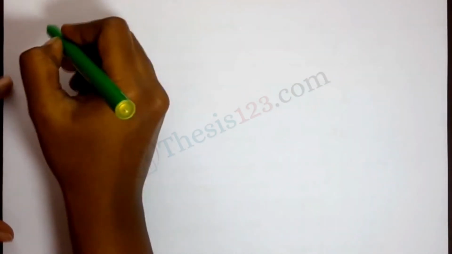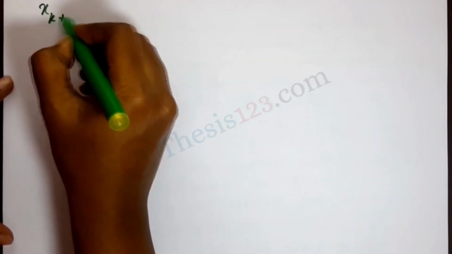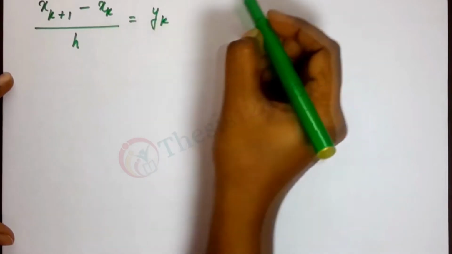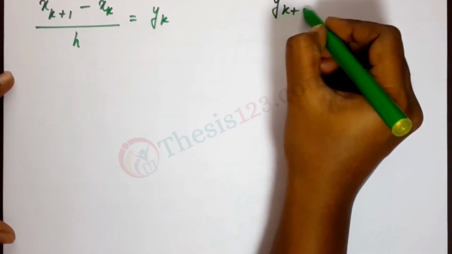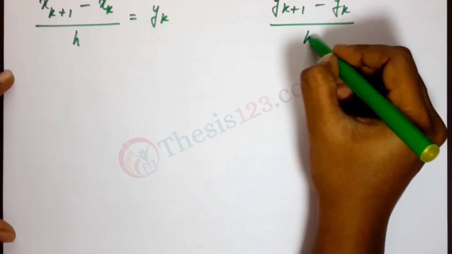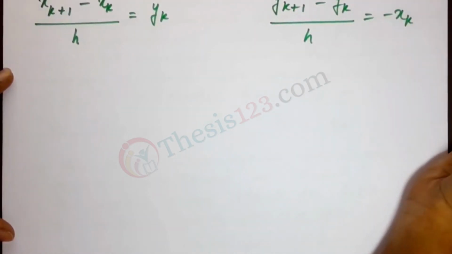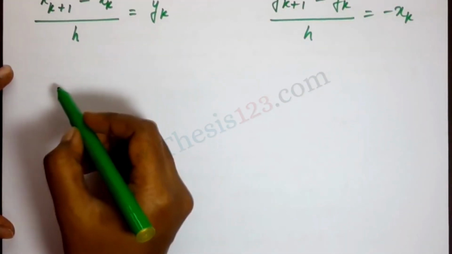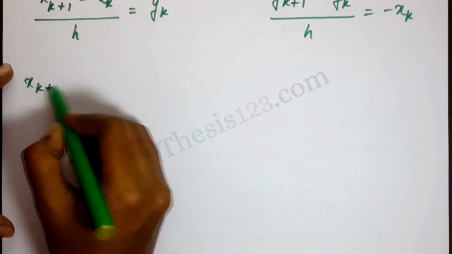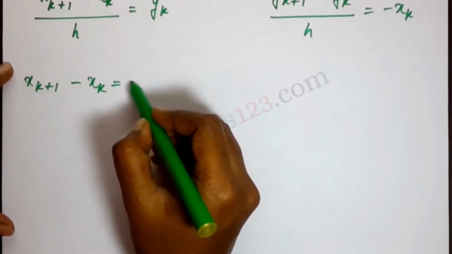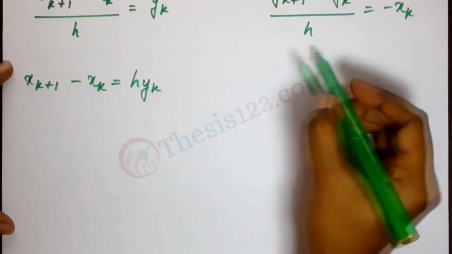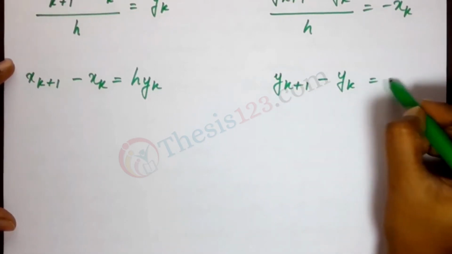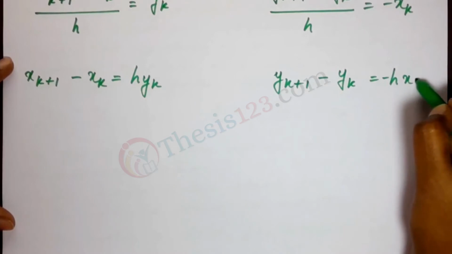The equations given are xk plus 1 minus xk divided by h equals yk, and yk plus 1 minus yk divided by h equals minus xk. Now the question says that x and y are state variables. So we can write this as xk plus 1 minus xk is equal to h into yk. Similarly here, yk plus 1 minus yk is equal to minus h xk.